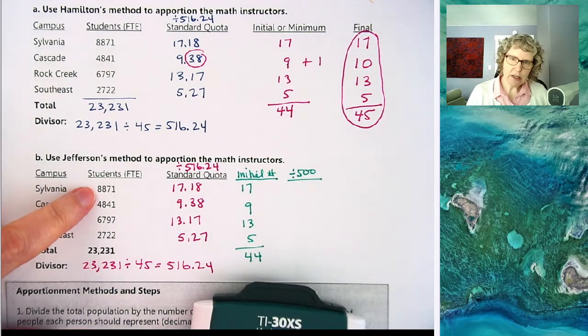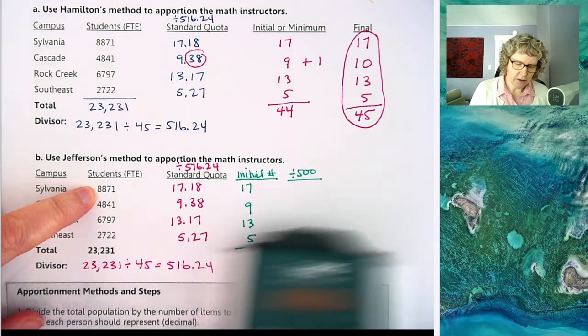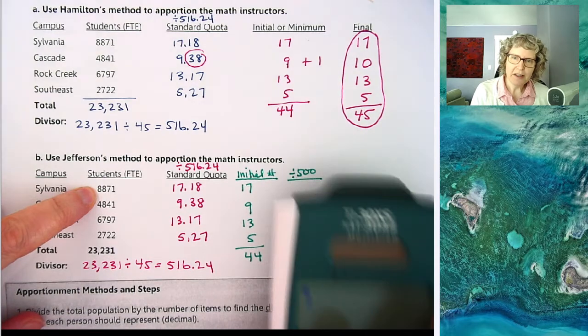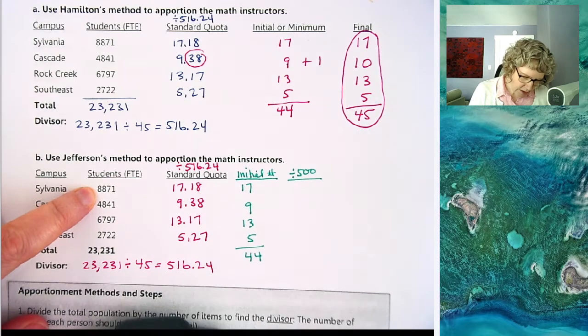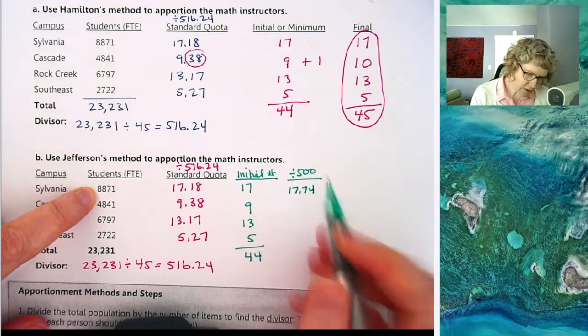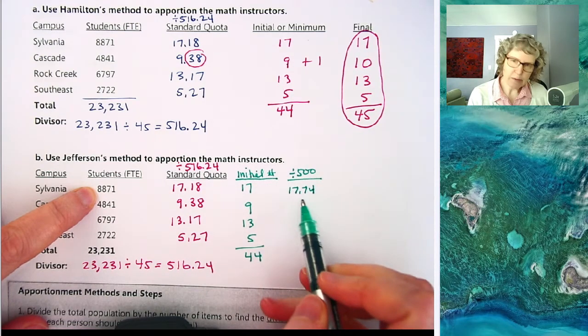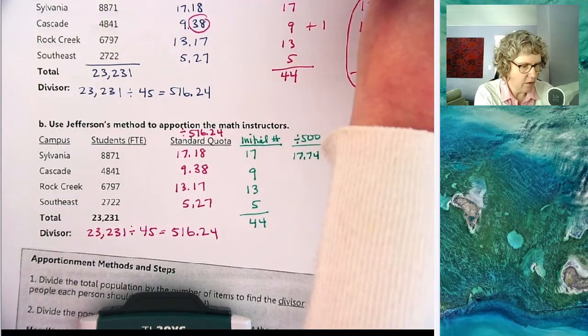We need to take each campus and divide by 500. So 8,871 divided by 500 is 17.74. You can see we're dividing by less, so we get a little bit higher number. Let me move this up. I think that'll help.